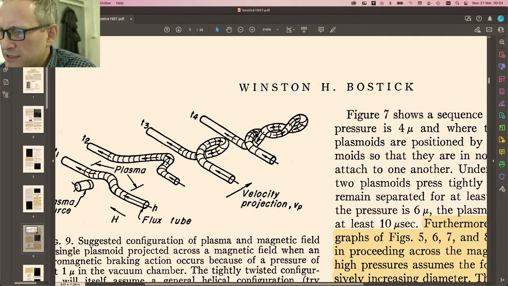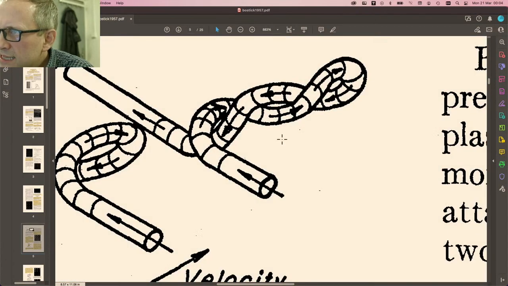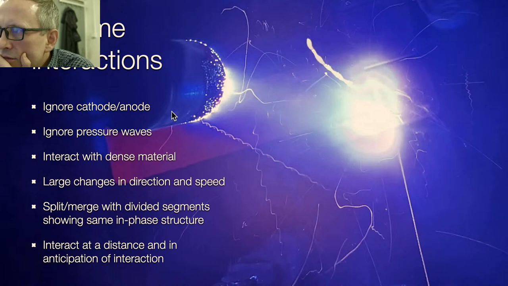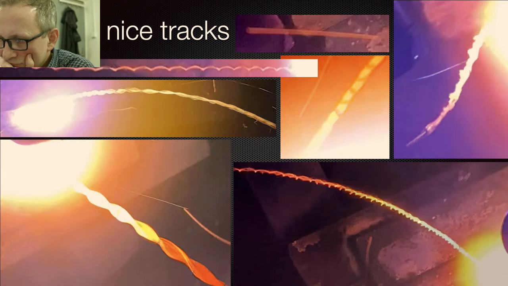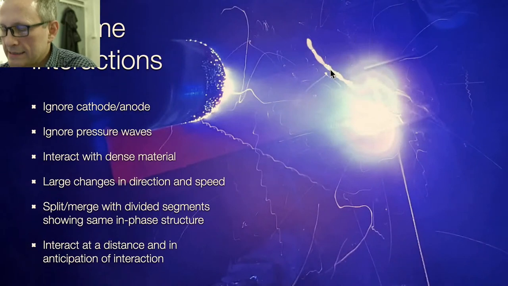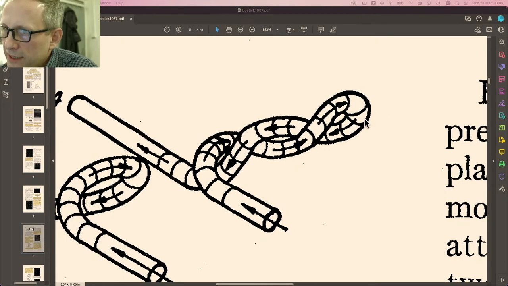I mean, can we just appreciate that it kind of looks like this, doesn't it? Does this structure here, does this look a little bit like this? I think it might. I think there's a pretty good chance that it does look a little bit like that. Does it look like these? I don't know. Does it look like this one here? I don't know. But I would definitely say that this structure here is an absolute dead ringer for what Bostick is showing here. Okay.